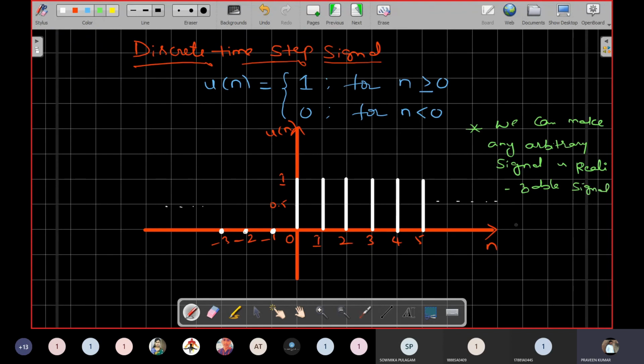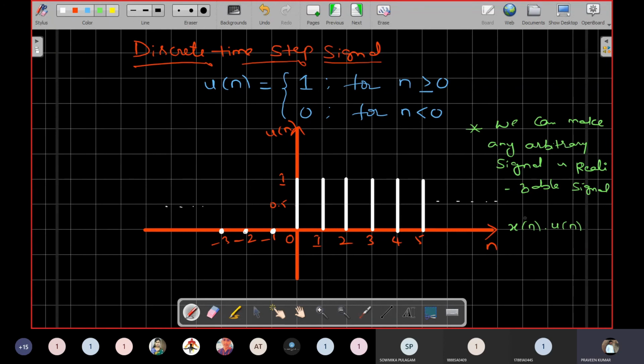Okay, let's take any arbitrary signal x of n, which exists at both positive and negative times. Let us assume you want to make this a realizable signal, meaning the signal must exist only at positive times. For that, I am simply multiplying x of n with u of n. Now see the product.